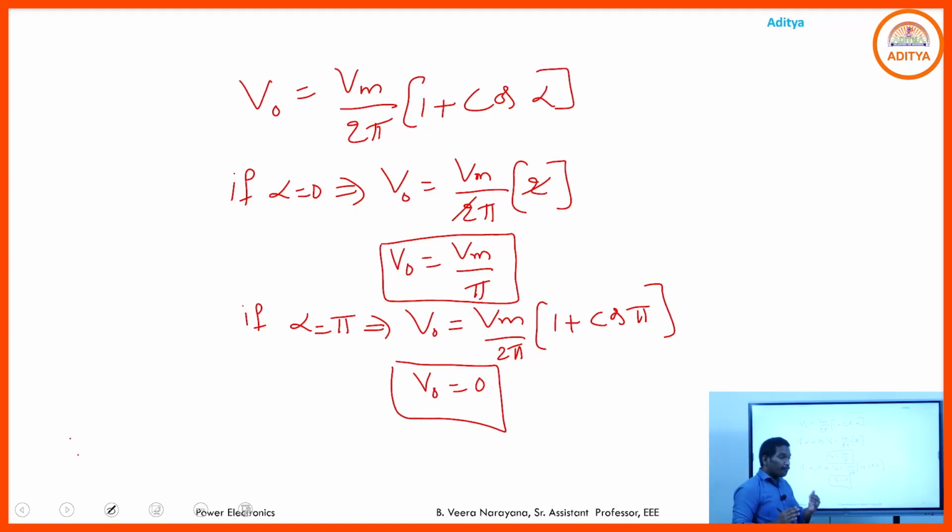That means if the firing angle is low, then the conduction angle is high and you get the maximum output voltage. If you increase the firing angle, the conduction angle decreases and correspondingly the output voltage also decreases. So we are able to vary the output voltage from 0 to Vm by pi by varying the firing angle from pi to 0. If the firing angle is 0, we get the maximum output voltage, which is Vm by pi. If the firing angle is 180, then the output voltage is 0. So by varying this firing angle, we are able to control the output voltage, hence it is named a controlled converter.